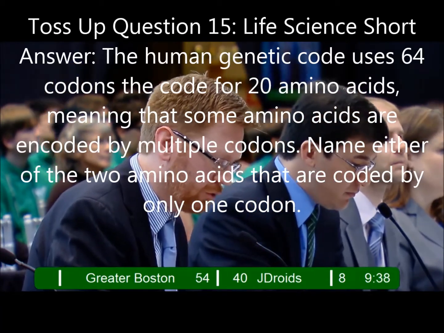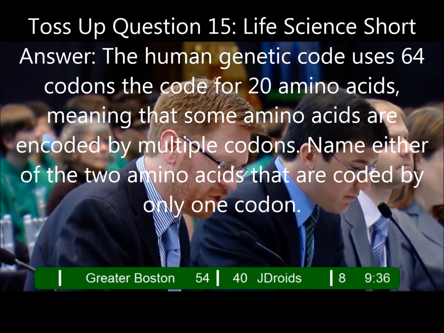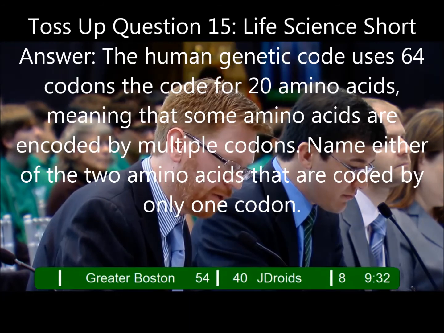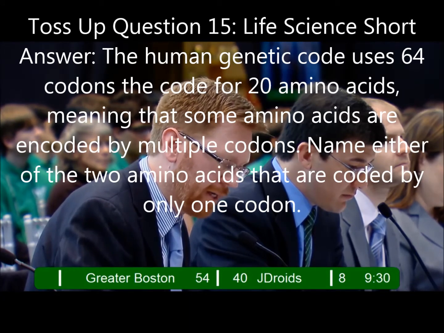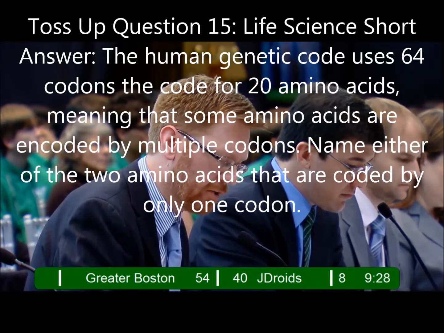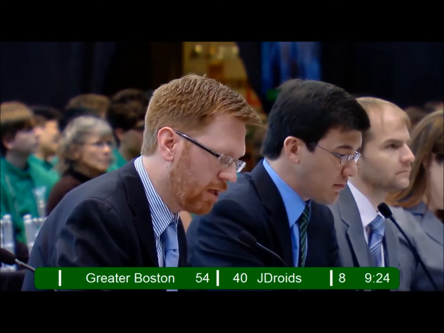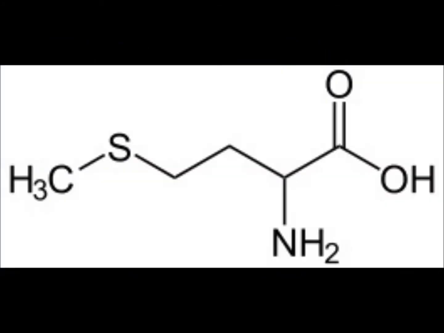Life science, short answer. The human genetic code uses 64 codons to code for 20 amino acids, meaning that some amino acids are encoded by multiple codons. Name either of the 2 amino acids that are encoded by only one codon. They're liking the memorization techniques in this one. Well, here's the answer in chemistry format, and the other one is tryptophan.